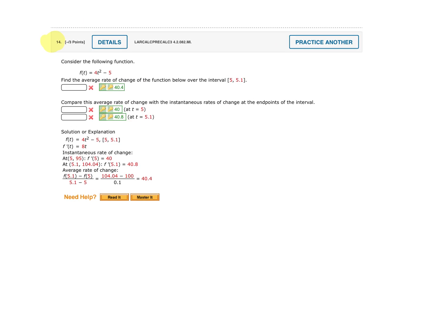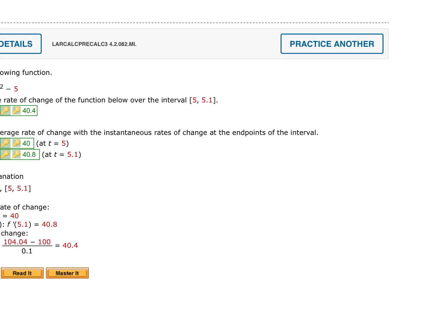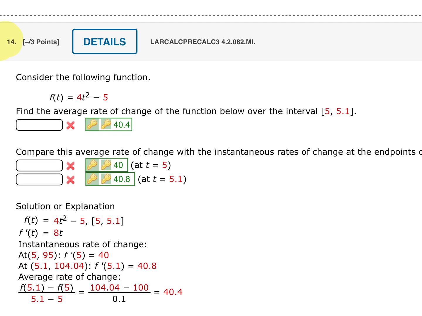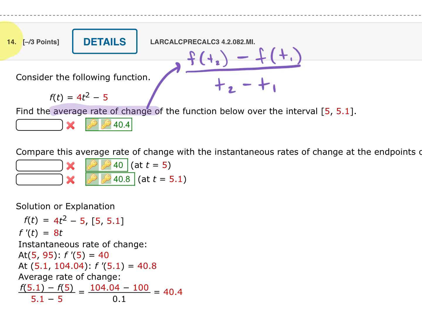So consider the following function. Find the average rate of change for the function below over the interval 5, 5.1. For the average rate of change, our formula is, here it uses f, so f of t2 minus f of t1 over t2 minus t1. So average rate of change is just your slope formula, the change in y's over the change in x's.